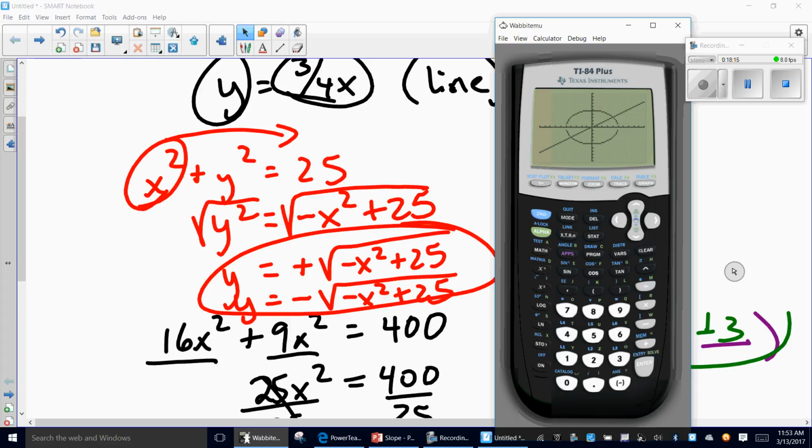So here's what I'm going to tell you. I'm going to try to go get the intersection. Second calc, intersect, enter, and it's giving me 5, 0. Remember how I told you last week to be careful? Is that one of my answers? Where's 5, 0? It's an x-intercept. It's not giving me the intersection of the line and the circle. I need to get this guy up here.